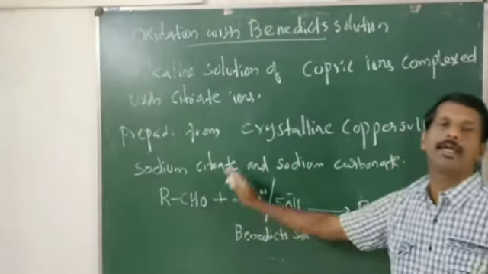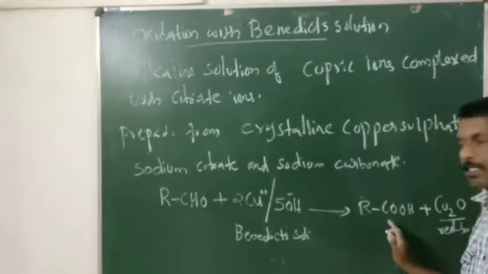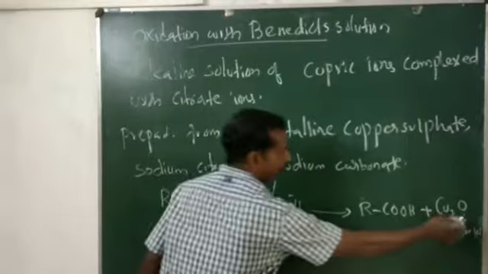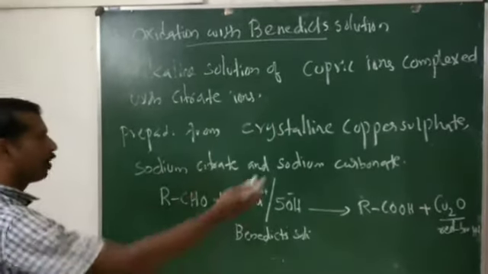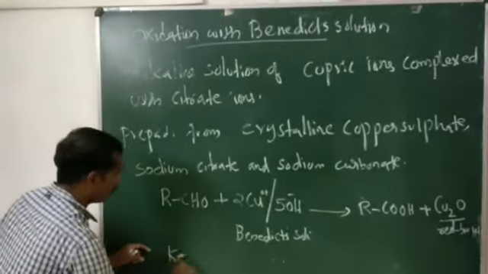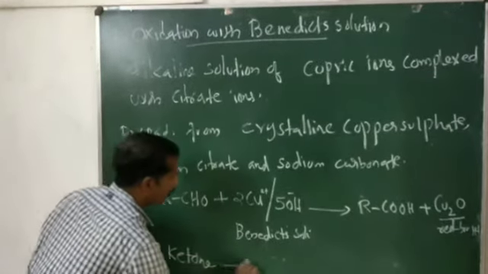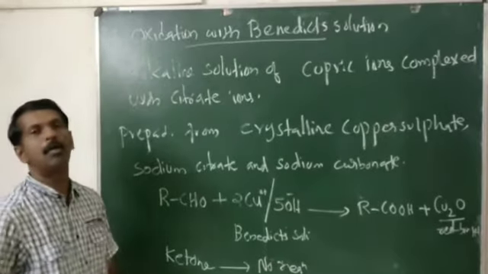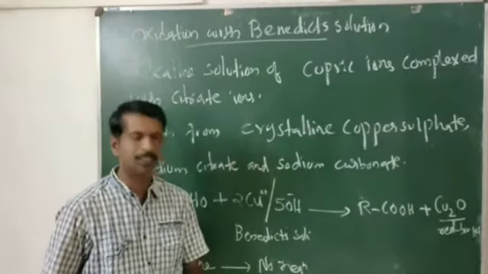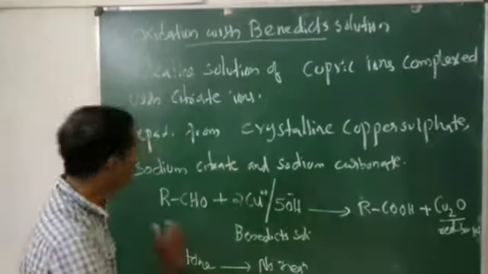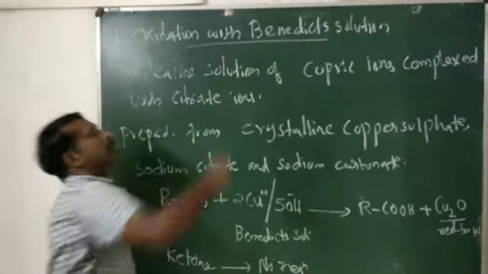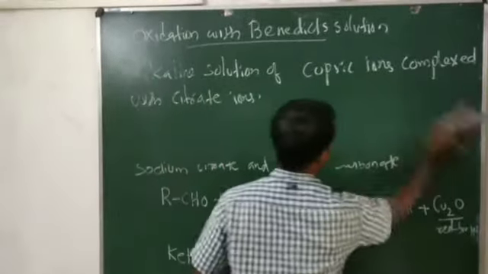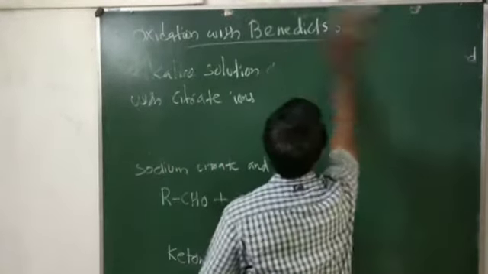So both aliphatic aldehyde and aromatic aldehyde can be oxidized with Benedict solution to the corresponding carboxylic acid. At the same time, Benedict solution will be reduced to a red-brown precipitate of cuprous oxide. If you take a ketone, no reaction, or you can see that no red-brown precipitate. This is another test to distinguish between aldehyde and ketone. So that was oxidation with the Benedict solution. And the last one, oxidation with bromine water.